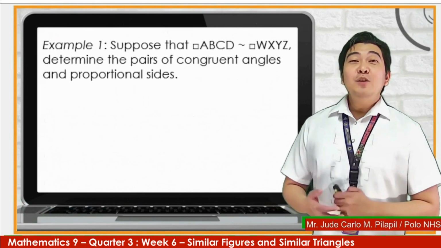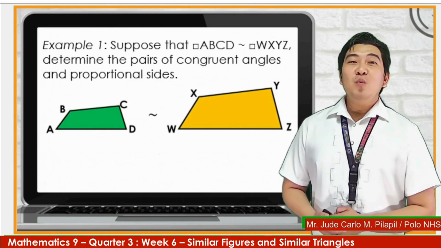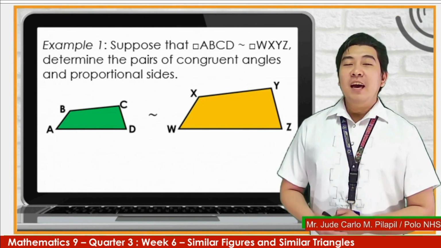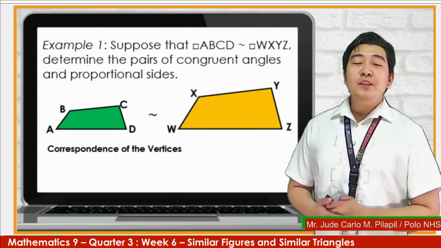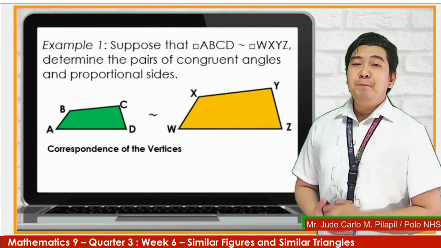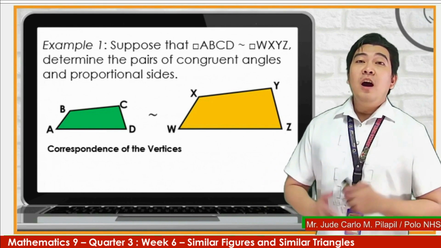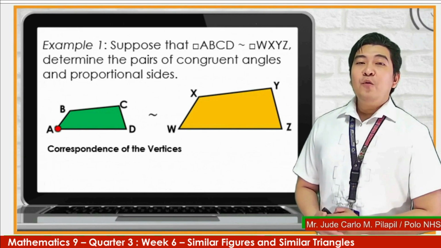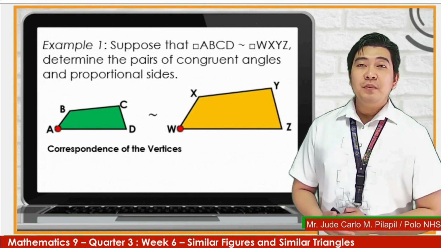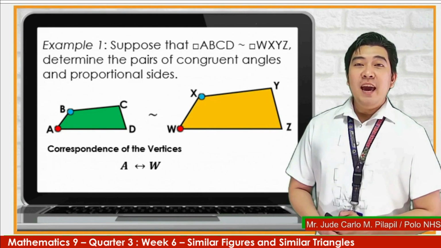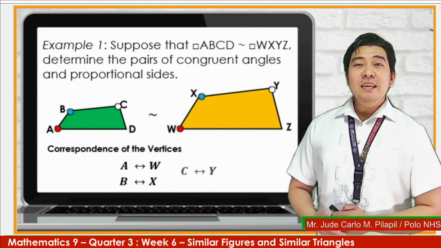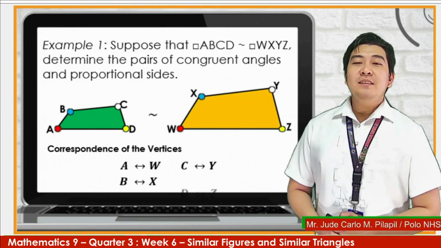Let us have some examples. Example number 1. Suppose that quadrilateral ABCD is similar to quadrilateral WXYZ. Determine the pairs of congruent angles and proportional sides. First, it is important to know the correspondence of the vertices before naming the pairs of angles and sides. It requires the proper pairing of vertices from one figure to another one. Vertex A of quadrilateral ABCD corresponds to vertex W of quadrilateral WXYZ. Vertex B corresponds to vertex X. Vertex C corresponds to vertex Y. And lastly, vertex D corresponds to vertex Z.